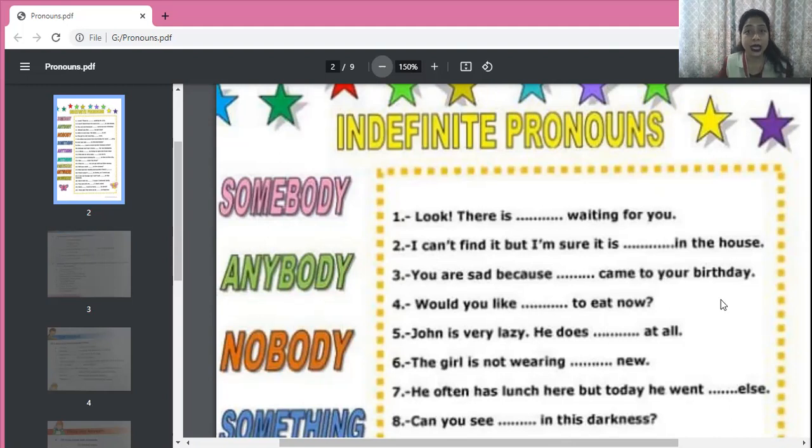Would you like dash to eat now? Would you like something to eat now? John is very lazy. He does nothing at all. The girl is not wearing anything new. He often has lunch here, but today he went dash else. So where? Somewhere else. Every day he has lunch at this place, but today he went somewhere else. Now where he went, we are not sure of. Can you see dash in this darkness? So can you see anything in this darkness?